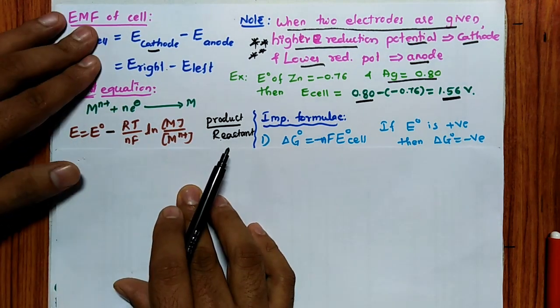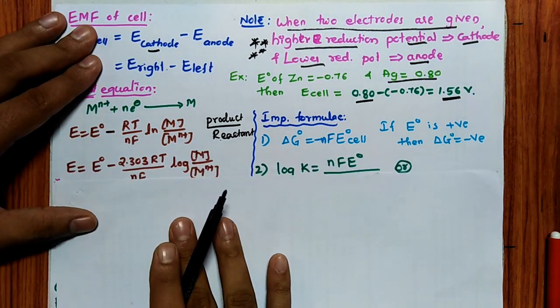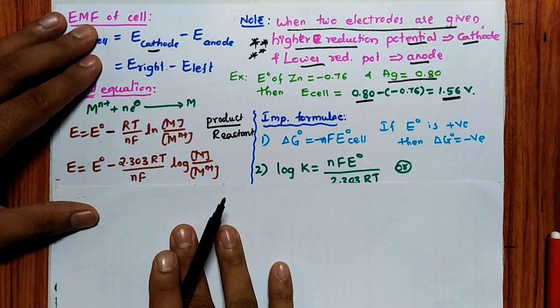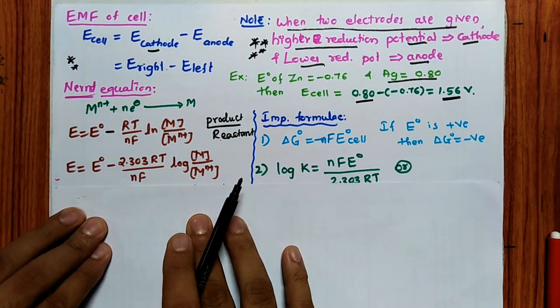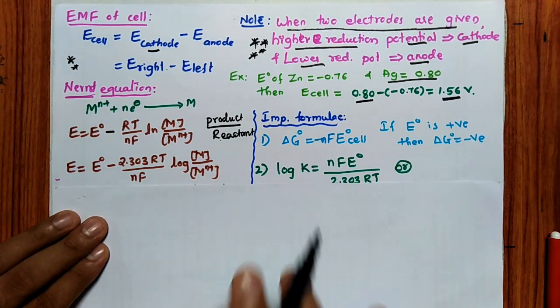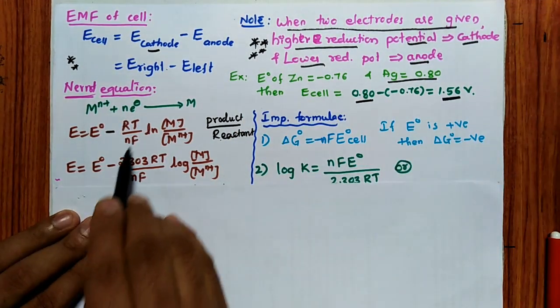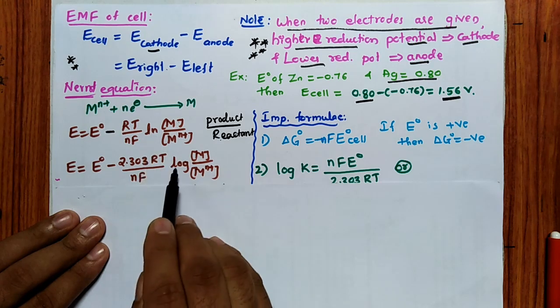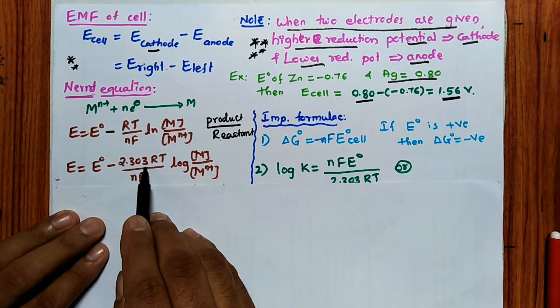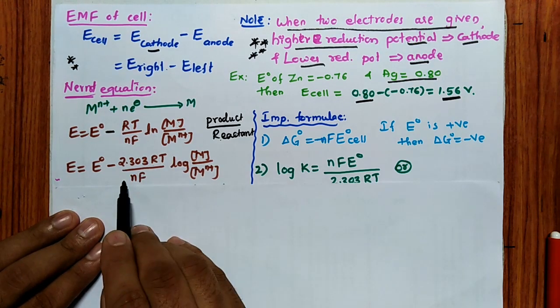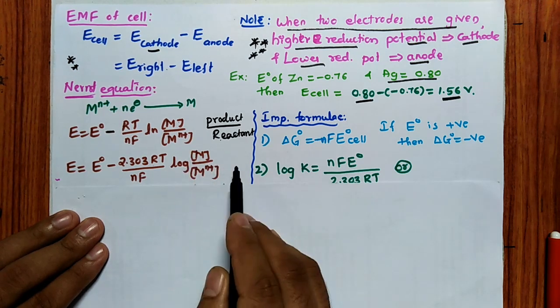Now what we will do, we will convert that ln into log. If I convert ln into log, you can see, don't look at this part, I will tell you later. So if you convert ln into log, minus 2.303 you will add. 2.303 RT divided by nF log of M divided by M^n+.